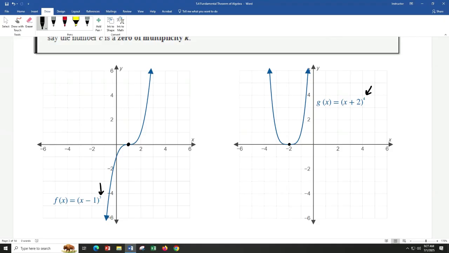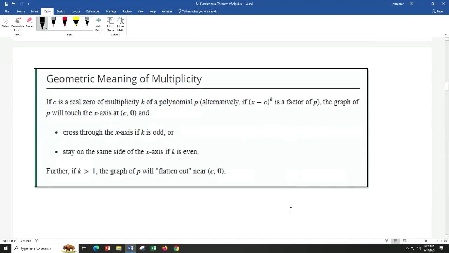Well, that's good. You know, it's nice about that. And I'll give you the real quick here, just so you have these definitions. These are in your notes. Okay. Notice the very bottom part. If K is greater than 1, the graph of P will flatten out. Well, yeah, that makes sense. X cubed looks like this, doesn't it? What would x to the power of 5 look like? A little bit more flattened out at 0, right? What would x to the power of 7? A little bit more flattened out at 0. And you just keep flattening out and flattening out and flattening out.